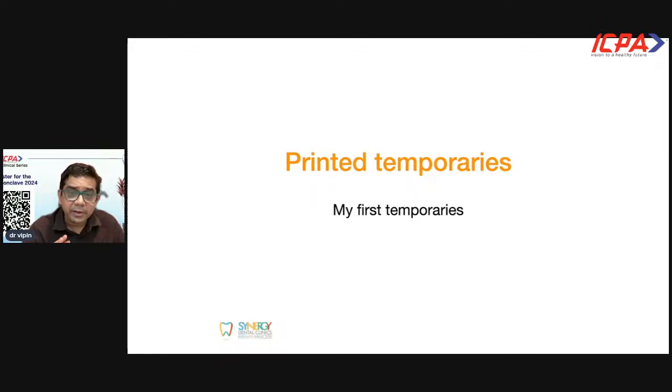This is just for our analysis, just to check how the bite is, how it looks, how the shape is, what color to be given, whether we need to change the preparation. All these things are determined by my printed templates.